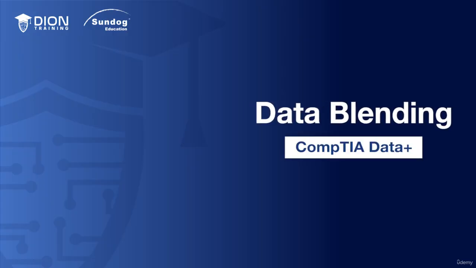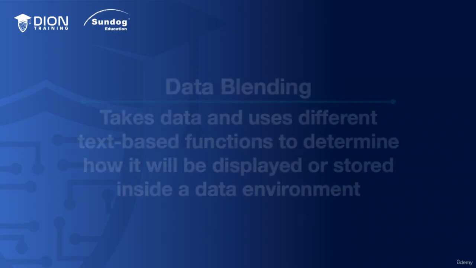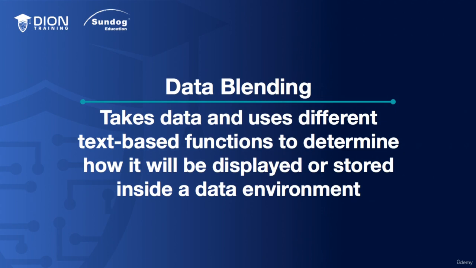In this lesson, we're going to talk about data blending. Now, data blending is the process of taking data and using different text-based functions to be able to determine how that text is going to be displayed or stored inside of your data environment.